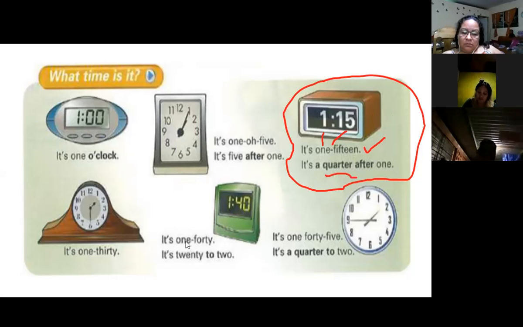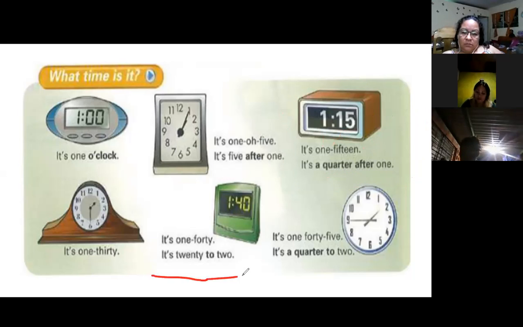Luego tenemos el de en medio, que es this one. La 1:40. Vaya, aquí todos los minutos que pasen del 30 ya no van a ser after, sino que vamos proyectándonos para la siguiente hora. Es decir, que por ejemplo si fueran las 2:35, ya no va a decir after, sino que faltan 25 minutos para las 3. Entonces, vamos a utilizar el to.